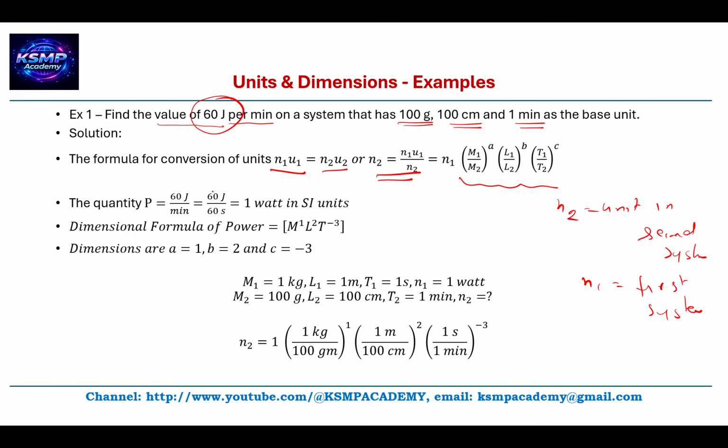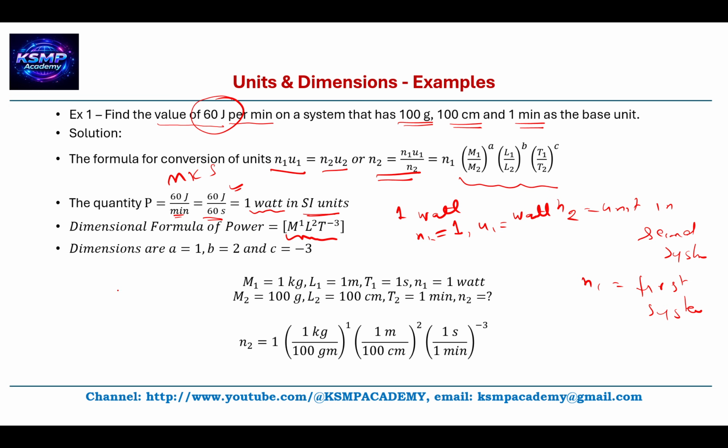So let us see, the given quantity is 60 joule per minute. In the MKS system, 60 joule per minute is written as 60 joule per 60 second, which gives us 1 watt. So it is basically power, and it is 1 watt in the SI unit. So this is one system that we have. We have 1 watt. So what does it mean? N1 is 1 and U1 is watt.